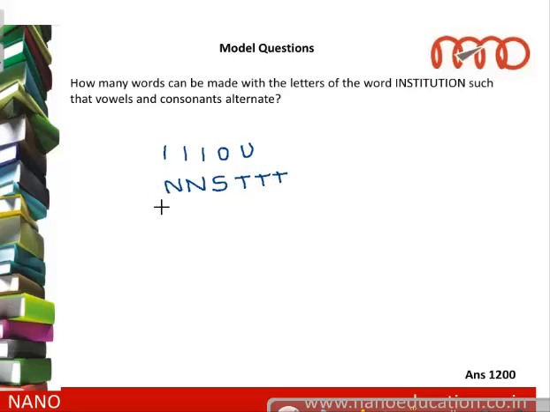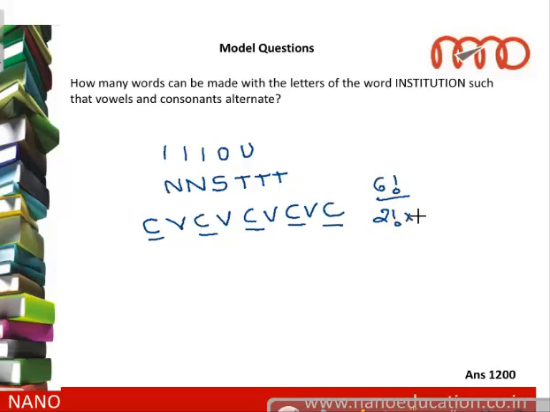Now, we want the vowels and consonants to alternate. It is possible in only one way: first having a consonant, then a vowel, then consonant, vowel, consonant, vowel and ending with a consonant. 6 consonants and 5 vowels can be made to alternate in this fashion. So for the 6 positions of consonants, we have 6 letters and we can permute them in 6 factorial ways, where 2 N's are identical, 2 factorial, and 3 T's are identical, 3 factorial.